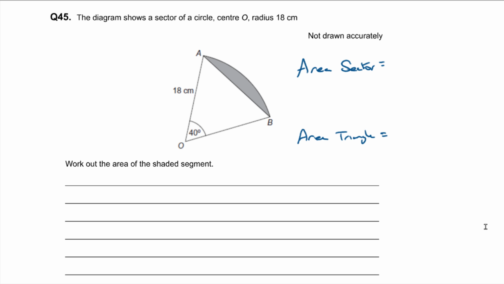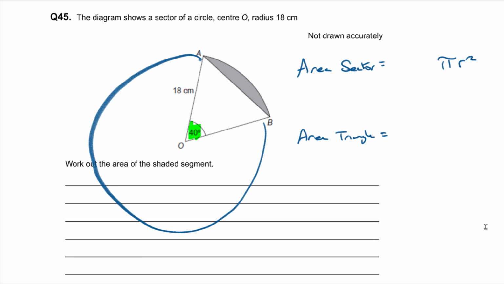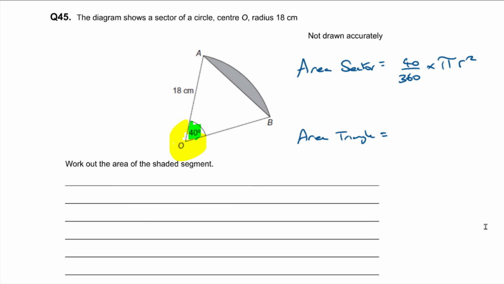Now the area of a sector is just a fraction of the area of the circle, isn't it? I know the area of a circle is pi r squared. But we haven't got a whole circle. We've got a fraction of a circle. We've got 40 360ths of a circle. So that's the fraction I'm going to use, and that's going to be the area of my sector. So 40 360ths of pi r squared, where r is the radius, 18.